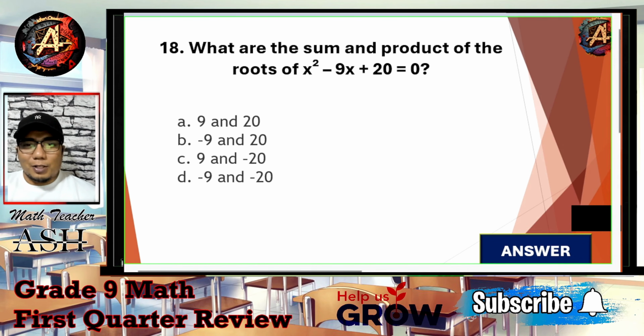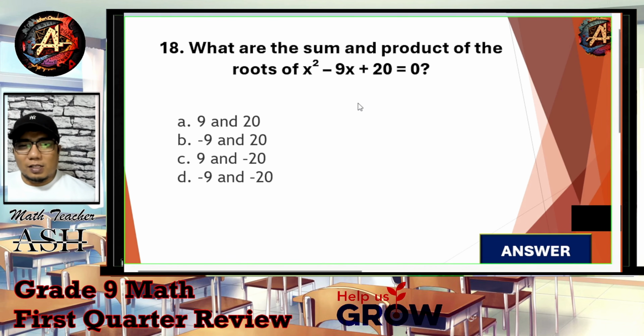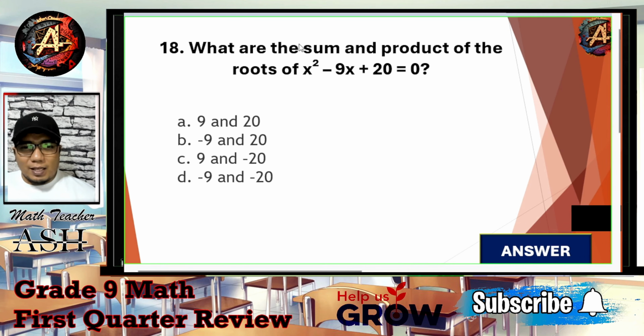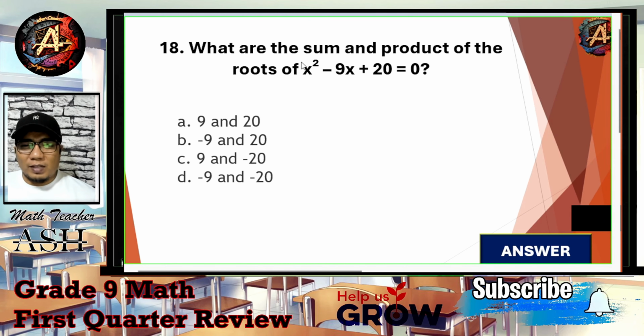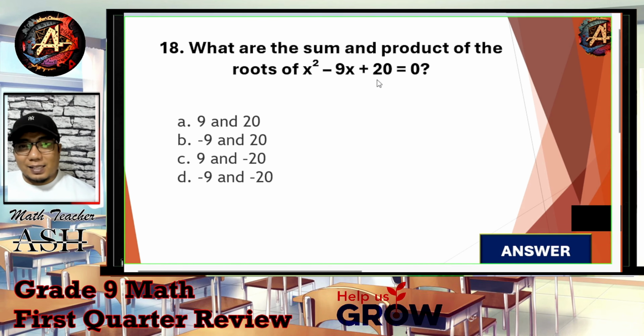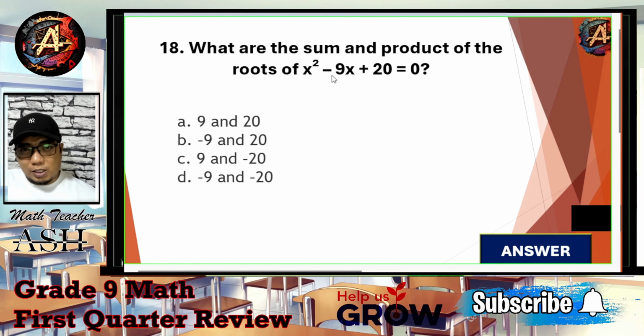Alright, my dear math learners, in answering this one, you don't need to solve. Why? Because if your value of A is 1, meaning the invisible 1 here, automatically, your sum and product of roots is the B and the C. But for the B, it is the opposite value. So, the C, the exact value.